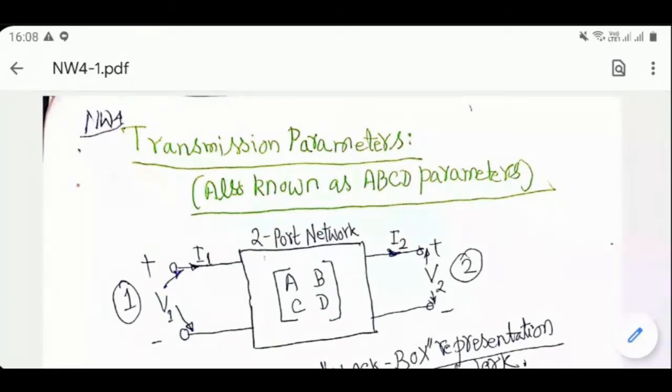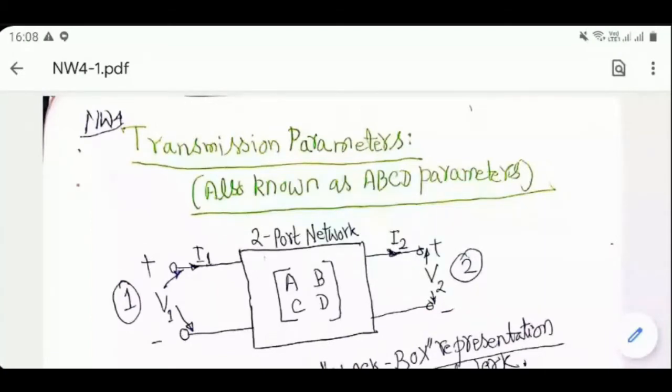So far, what we did was, for Z parameters, we took both the currents as independent variables and both the voltages as dependent variables. For Y parameters, we did the opposite. We took both the voltages as independent variables and both the currents as dependent variables. Now we change our approach. What we do is we take both the variables relating to port 2 as independent variables and both the variables relating to port 1 as dependent variables.